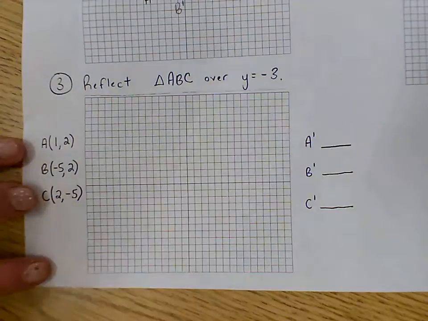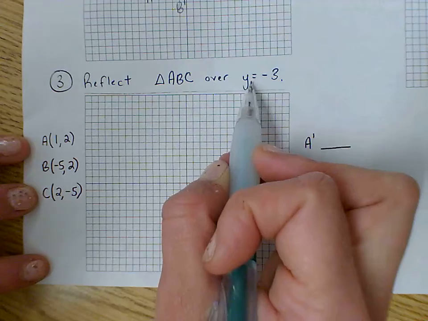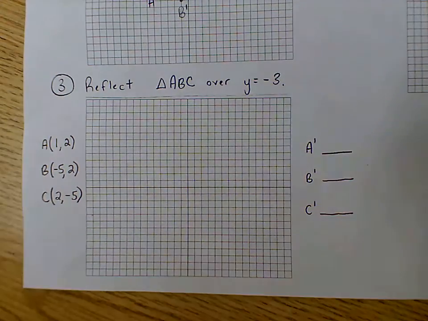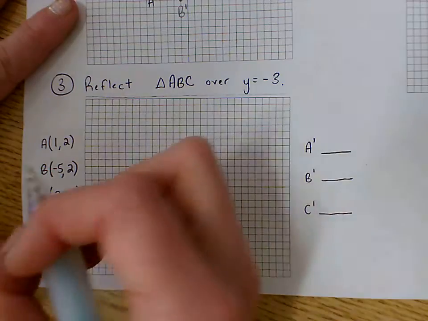Okay, with this one, it says we have to reflect triangle ABC over the line y equals negative 3. And notice they didn't graph it for us. Sometimes they're going to graph it for you, and other times they might give you coordinates. If they give you coordinates, all you have to do is graph it first. So let's go ahead and graph it.